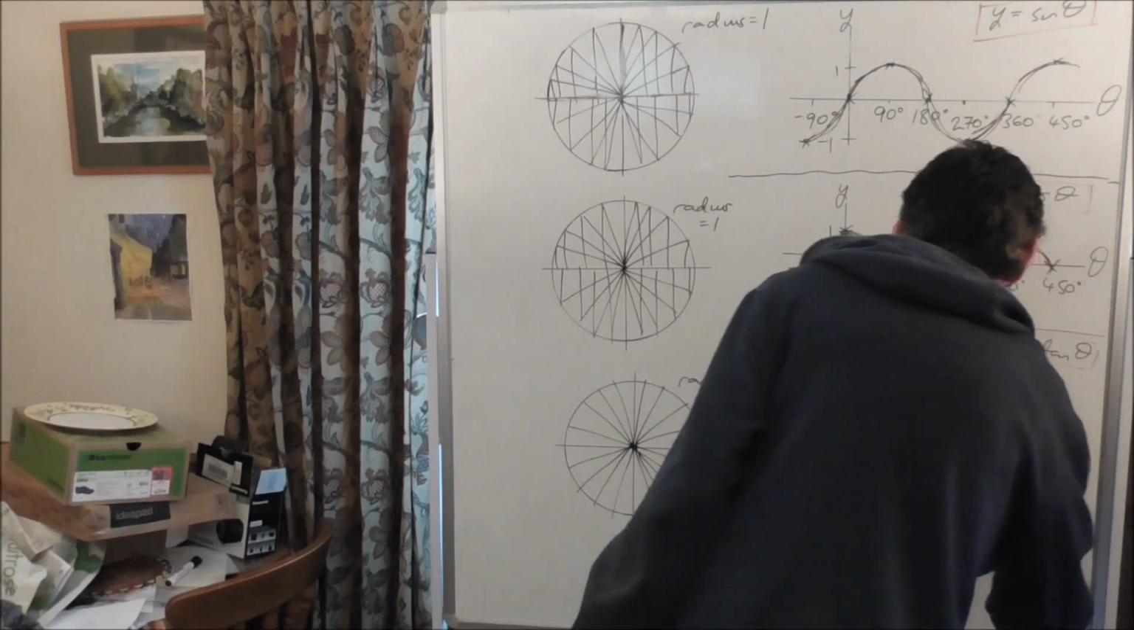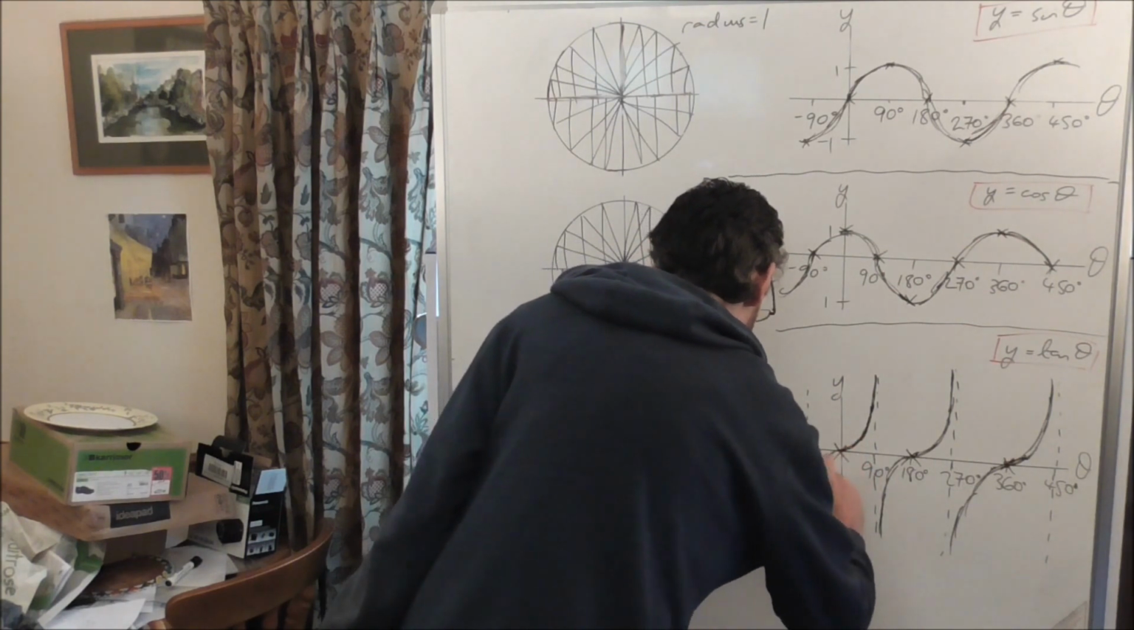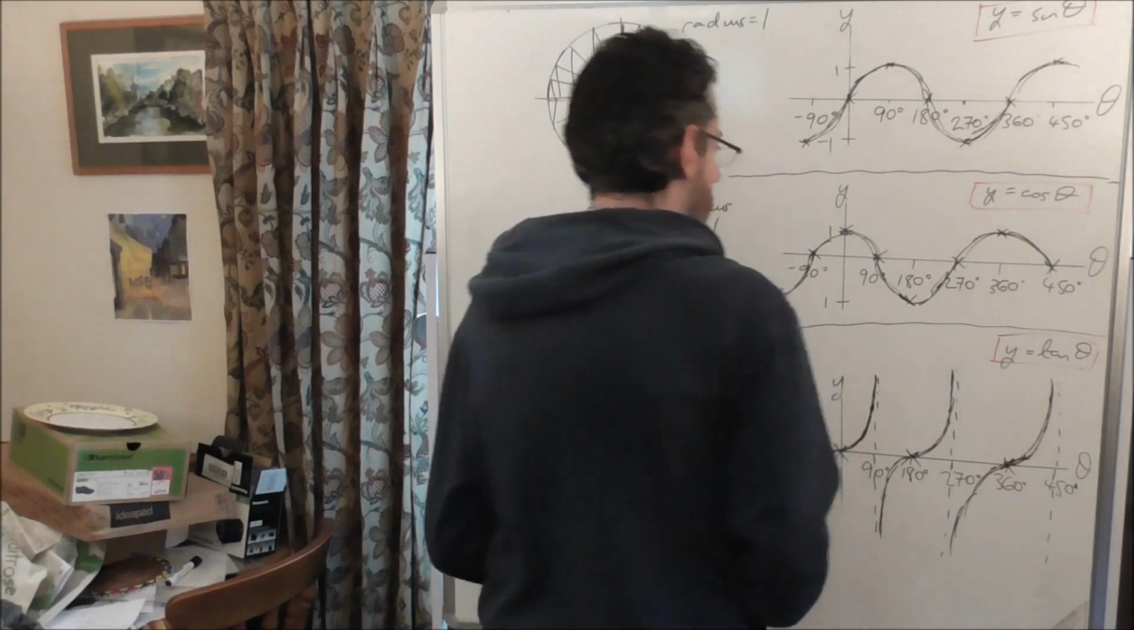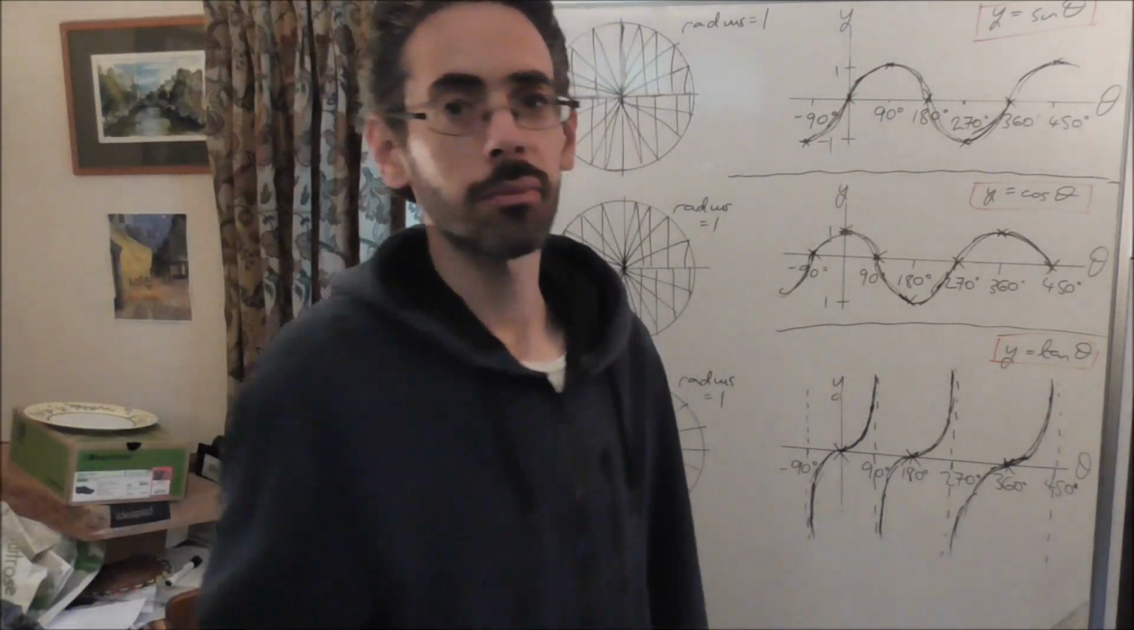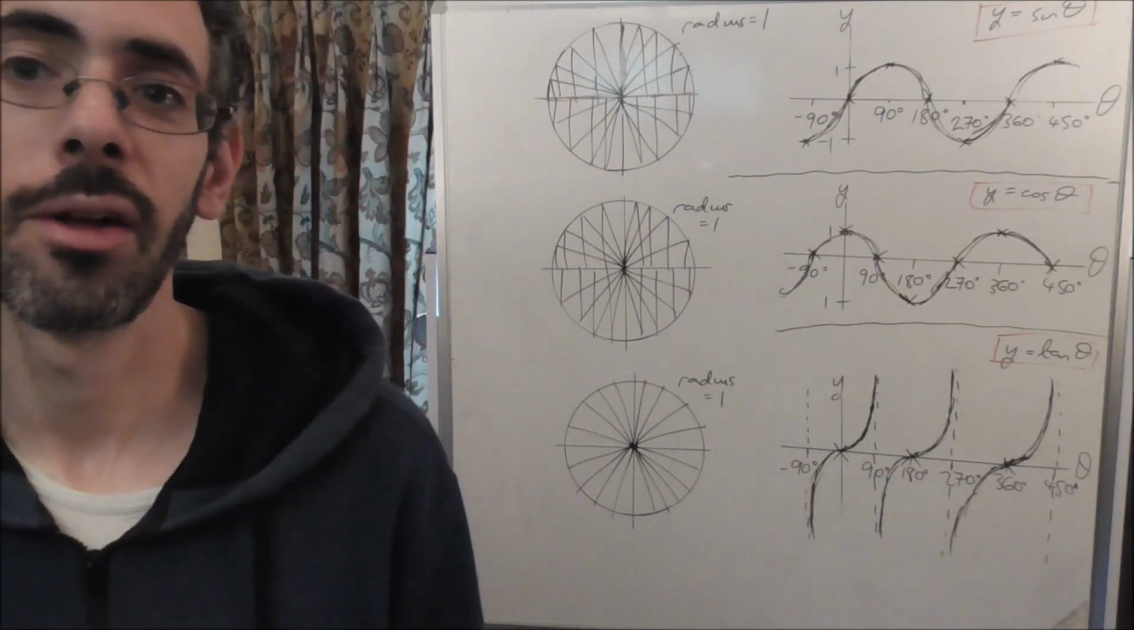So it's a series of separate curves like this. So that's the graph of tan theta. So there are the trig graphs. So now you know where they come from. That's it.